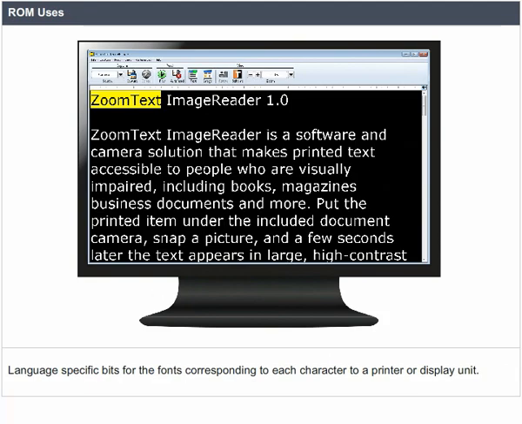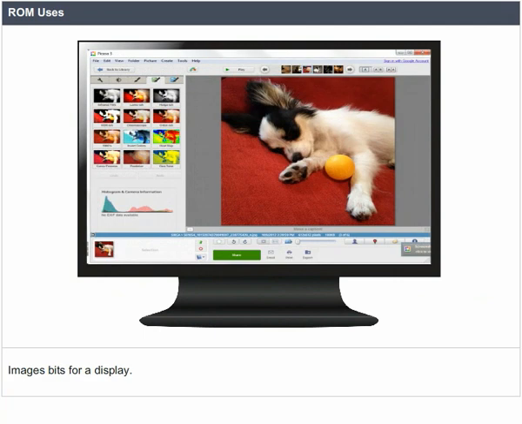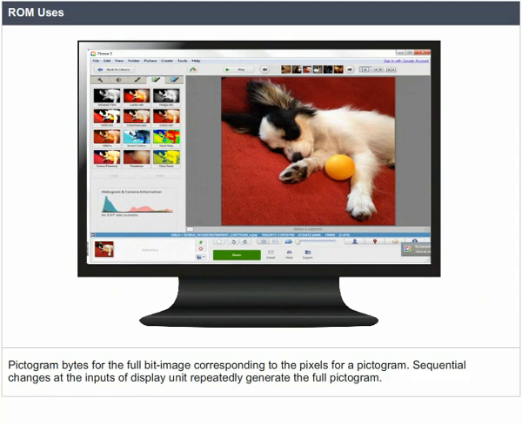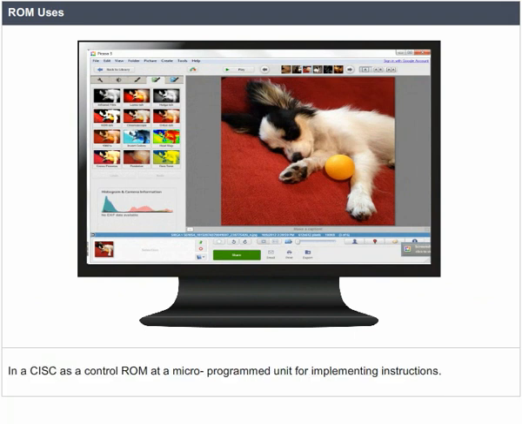ROM uses language-specific bits for the fonts corresponding to each character to a printer or display unit. Images bits for a display. Pictogram bytes for the full bit image corresponding to the pixels for a pictogram. Sequential changes at the inputs of display unit repeatedly generate the full pictogram. In a CISC, a control ROM at a microprogrammed unit is used for implementing instructions.